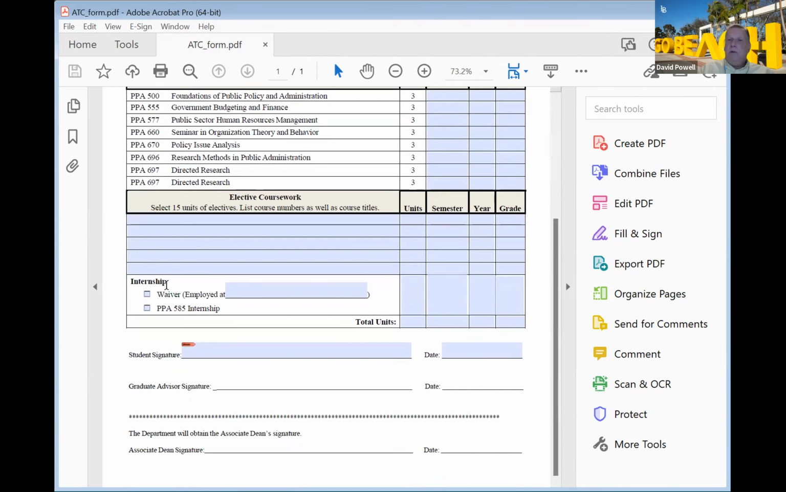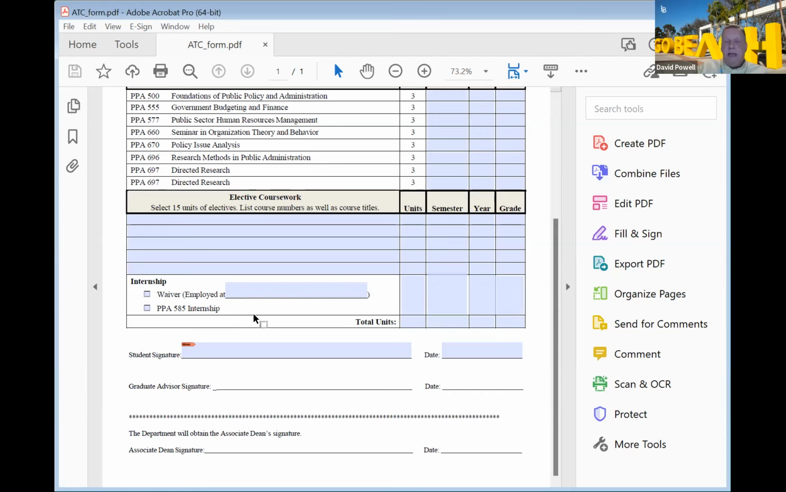Then there's the internship portion. If you have at least 1 year of full-time administrative work experience, you will be able to waive the internship requirement. So if you have that 1 year of full-time experience, click waiver and then put in the name of the organization. If, however, you don't have 1 year of full-time administrative experience, then you will be required to complete an internship, and you can just go ahead and check that internship box.